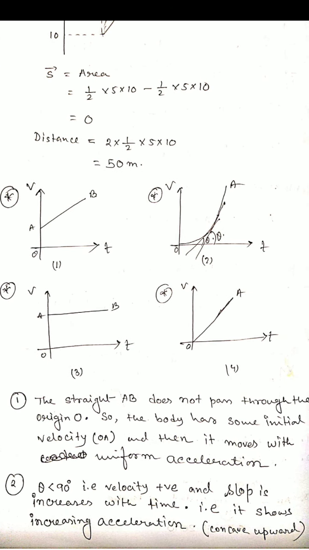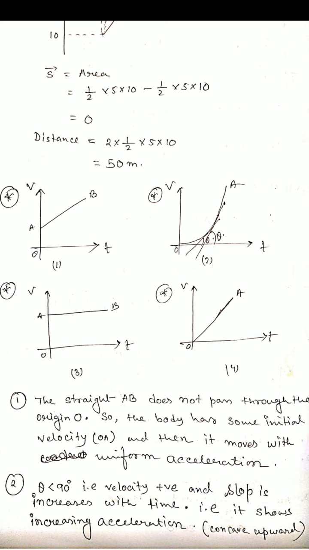Here I also draw the 4 diagrams related to the velocity time graph. Many kinds of nature are there. First one, V versus T and AB. From here you see that AB does not pass through the origin. That means the object has some initial velocity. With that initial velocity, first it reaches point A, then it moves with a constant or uniform acceleration. Clear? So OA represents that initial velocity.